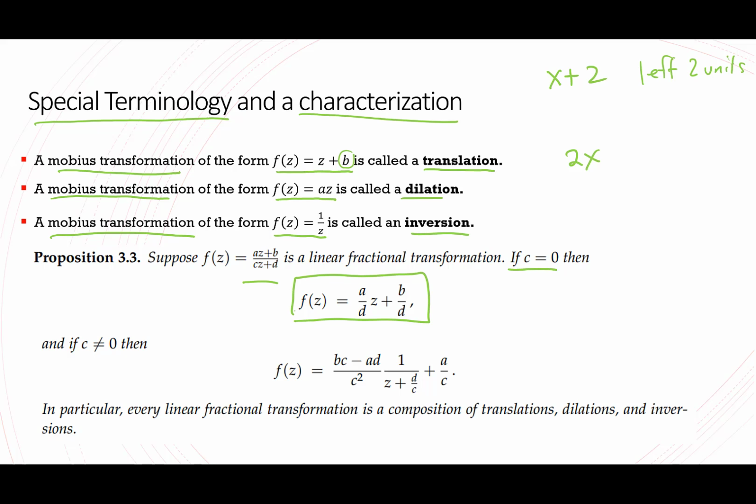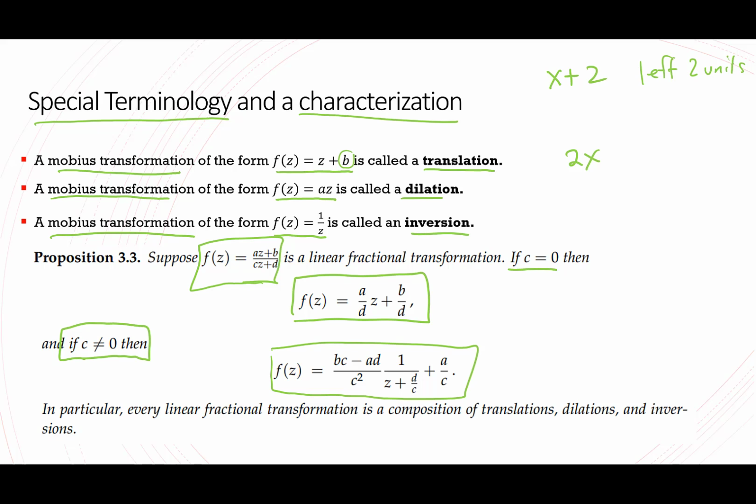A over dz plus b over d. Now, if c is not equal to 0, then we get something really cool happening. So then we can actually rewrite our function in the following way. Okay, now this kind of looks gross, but let me break it down for you.